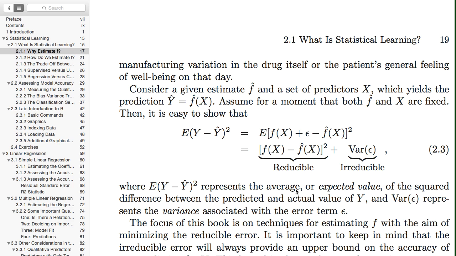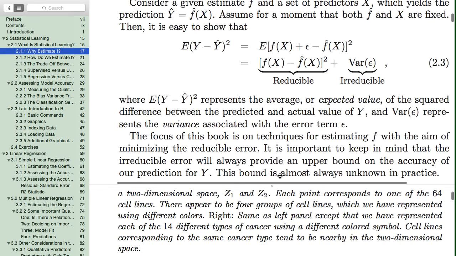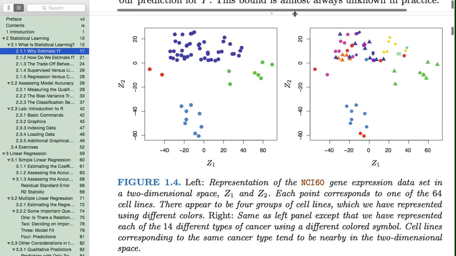Of course, in unsupervised learning, let me just briefly show you a picture of unsupervised learning from yesterday. We don't have that. In unsupervised learning, we have only inputs. In this case, each one of these corresponds to one of 64 cell lines. And the gene expression in these cells is associated with some kind of cancer.